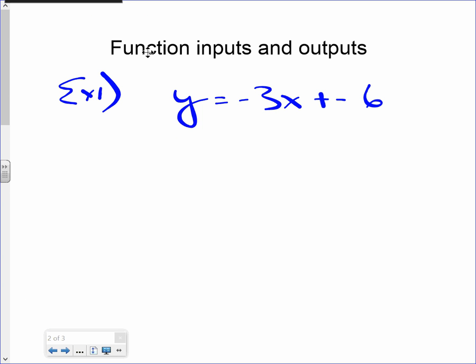Function inputs and outputs. Let's dive right into the first example. Y equals negative 3x plus negative 6.